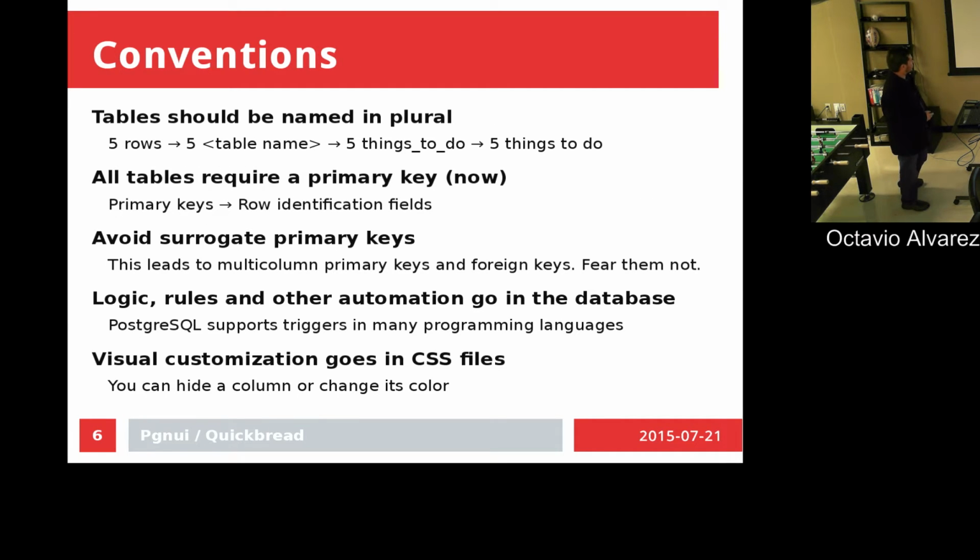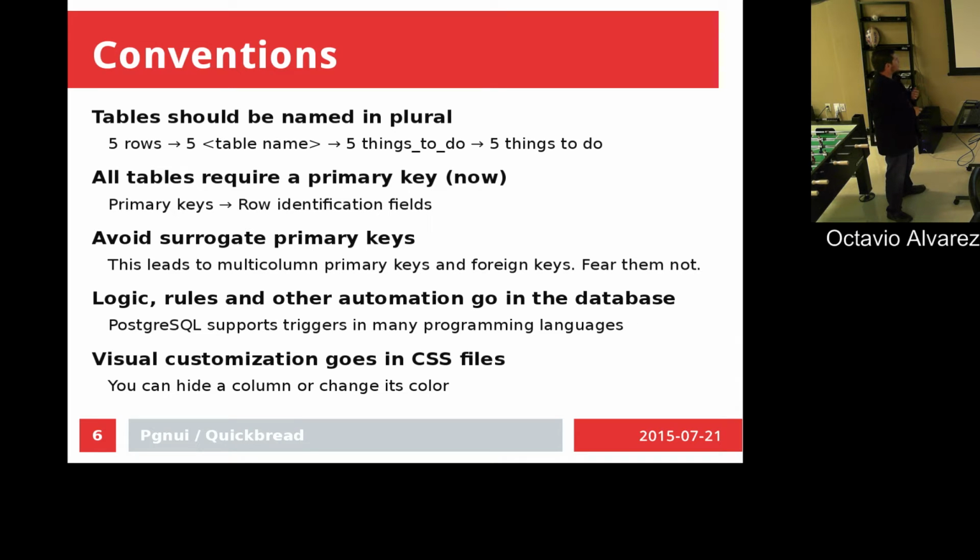Of course, the database will require some conventions to make it easier or to make it work. For example, tables should be named in plural. All tables require a primary key for now. I expect to remove this limitation because if I want to identify a row, I need to use some fields to match the row against in order to know what I'm going to update or to delete or to view.